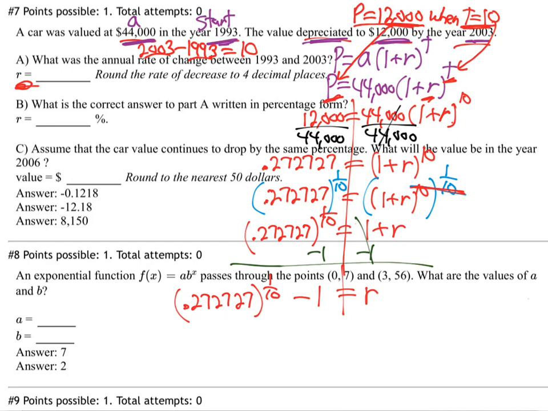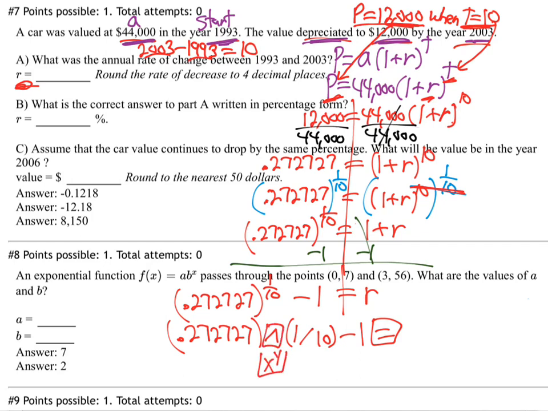So type that into your calculator. You got to go 0.272727. You got to put parentheses around it. To the power, and then you got to put parentheses around the 1 divided by 10. Then you got to go minus 1 and hit equals. And this is the power button, or right here. It might be x to the y depending on what kind of calculator you're using. So you got to do that to the 1/10th power, and then subtract 1.